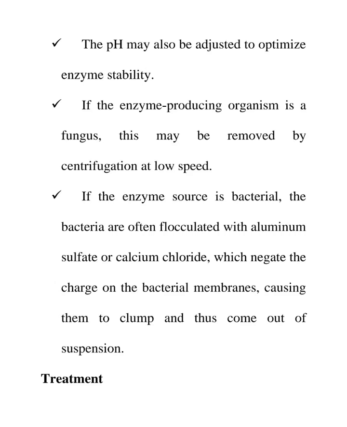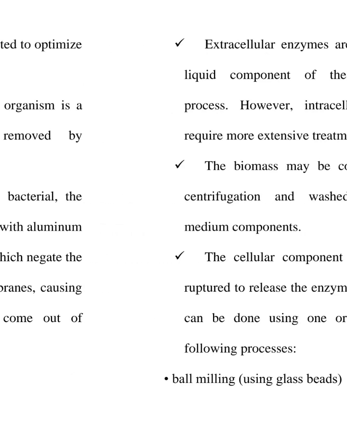If the enzyme producing organism is a fungus, this may be removed by centrifugation at low speed. If the enzyme source is bacterial, the bacteria are often flocculated with aluminum sulfate or calcium chloride, which negate the charge on the bacterial membranes, causing them to clump and thus come out of suspension. Now the treatment.